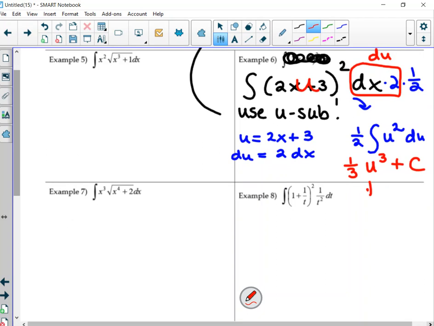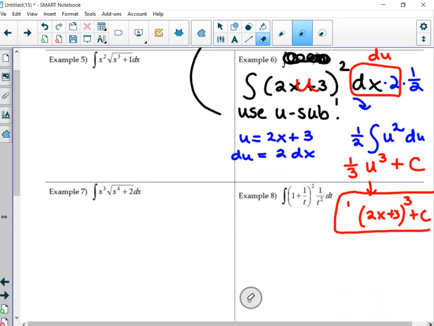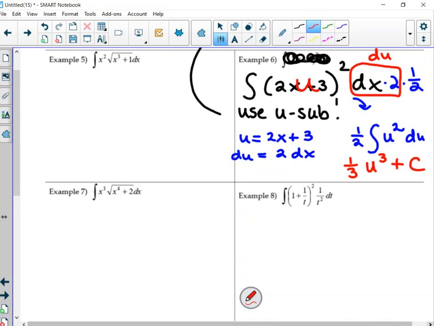Oops. 1/3. 2x minus 3. Oh, it's a plus though. Kind of doing stupid stuff like that. That's what's going to make us not have the exact same answer. All right.